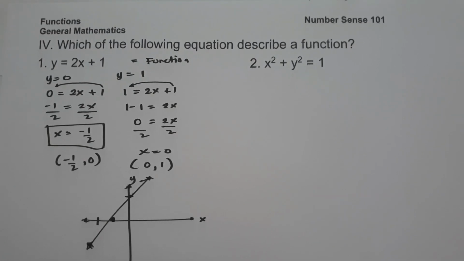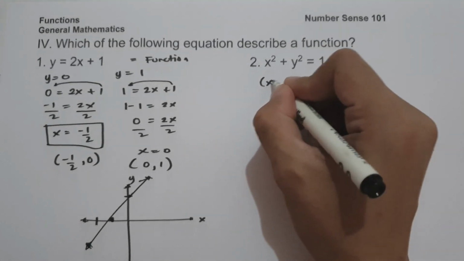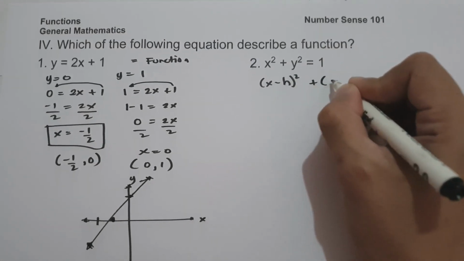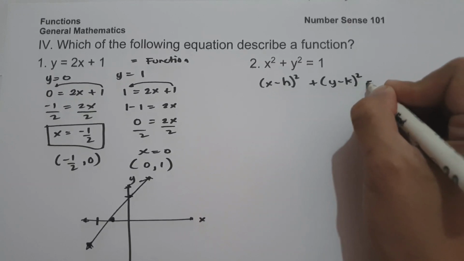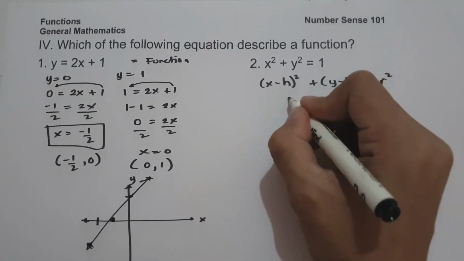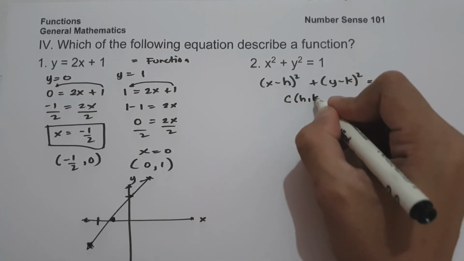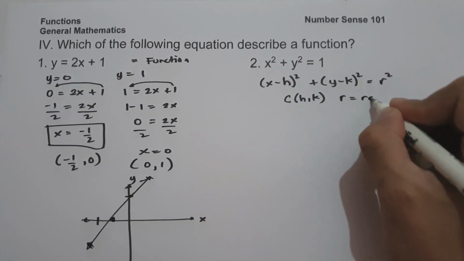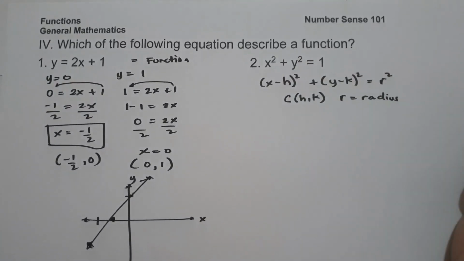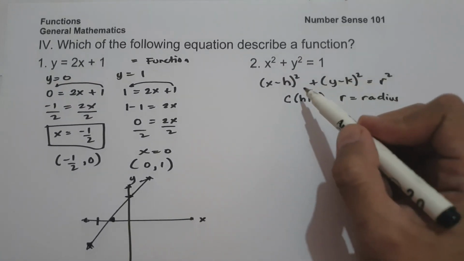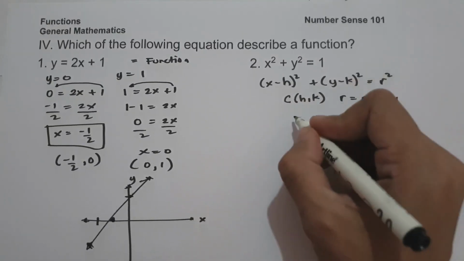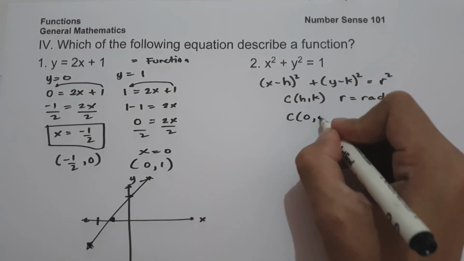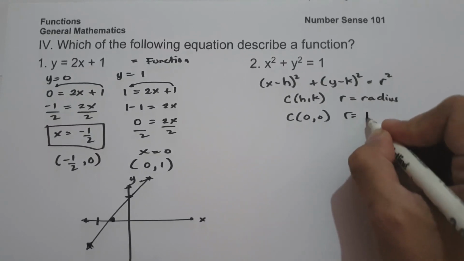On number 2, we have x squared plus y squared equals 1. So this one is written in the standard form of the equation of a circle, that is, quantity x minus h squared plus quantity y minus k squared equals r squared, where the center is h comma k, and r is what we call the radius. So in our given, we don't have h and k, so therefore our center is 0 comma 0, and the radius is equal to 1.